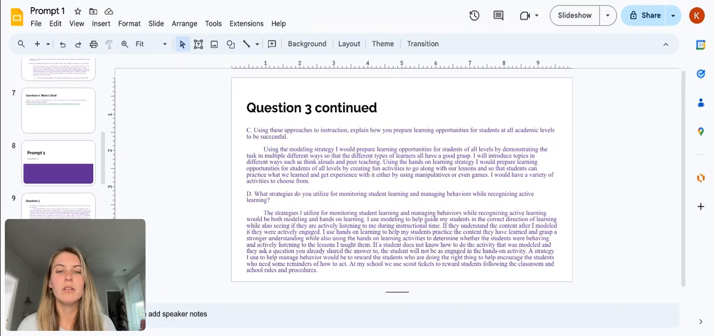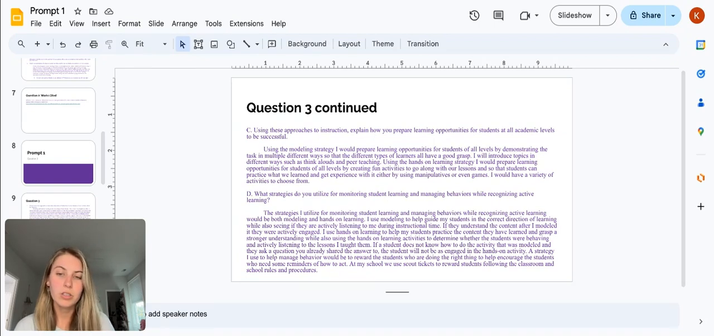How do I use these approaches to instruction? So using the modeling strategy, I would prepare learning opportunities for students of all levels by demonstrating the task in multiple different ways so that the different types of learners all have a good grasp. I will introduce topics in different ways, such as think alouds and peer teaching.